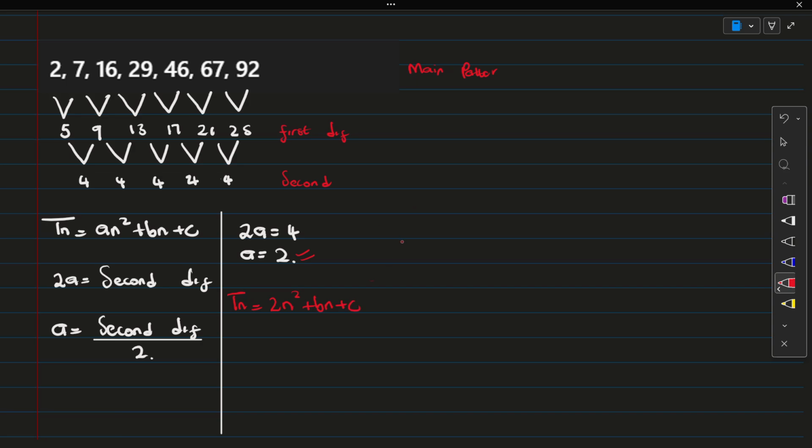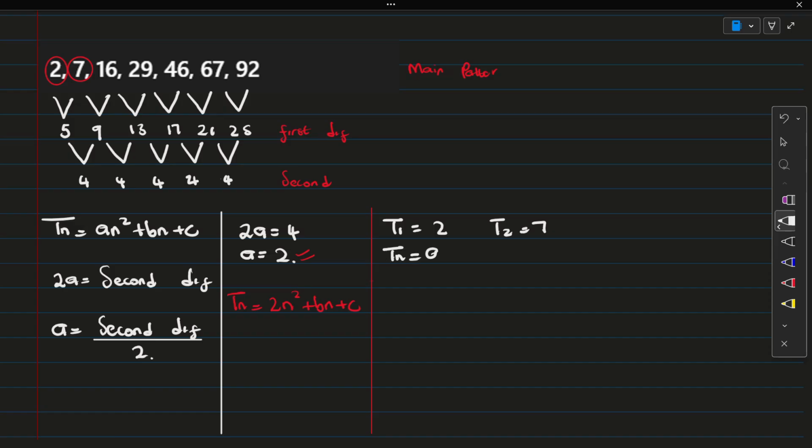So now the catch is to be able to find your b and your c. To be able to find those, we're going to use term 1, which is 2, and our term 2, which is 7. Term 1 is going to be 2. Then term 2 is going to be 7.